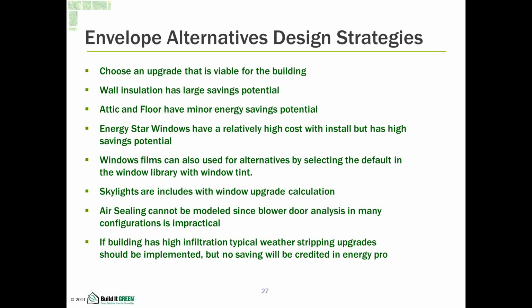So make sure when you model these different improvements that you see where your building is, what the orientation is, and if you can actually do these upgrades for the building. Window films are a great low-cost option as opposed to actually installing Energy Star windows because of the high install cost. Basically, window films would just be using the Energy Pro default for the window film, but you can still see savings somewhere around 5%. So that's a good low-cost option.